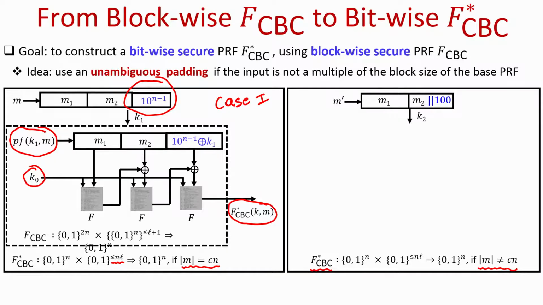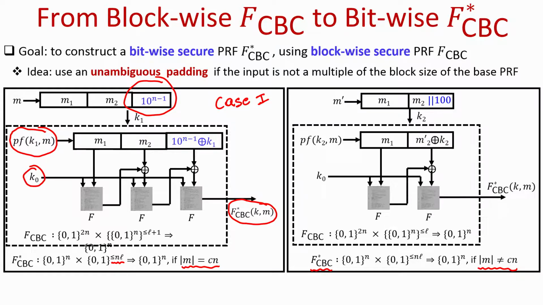Then I use another sub key in this case, which I call k sub 2, to do the prefix-free encoding of the padded message, and then internally I invoke my blockwise fully secure PRF, which will now only have up to L number of blocks, because I will not be adding any dummy block in case 2. Whatever comes as an output is taken as the output of my PRF F star for the input m on the key k. So, these are the two cases here.